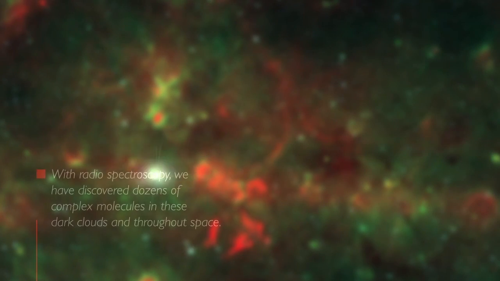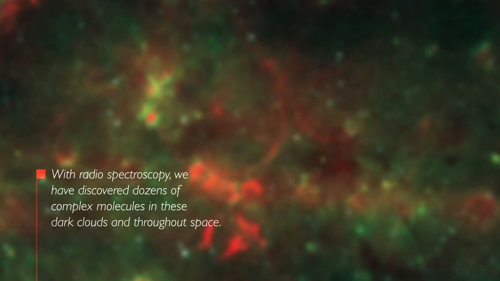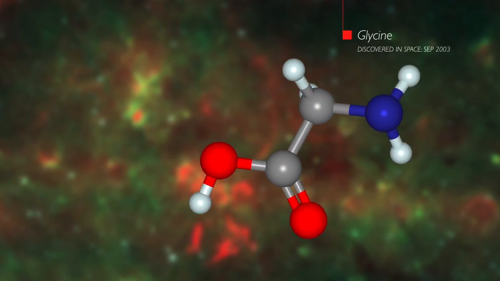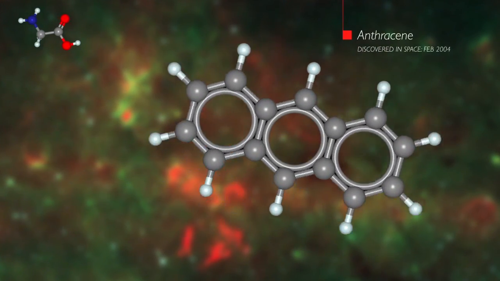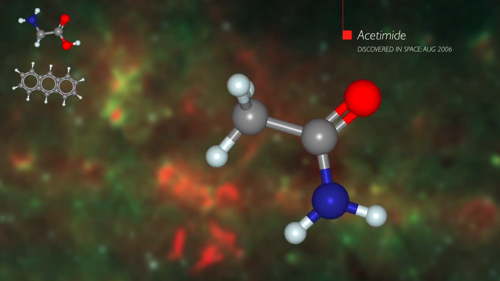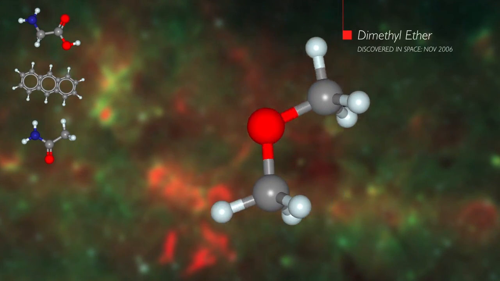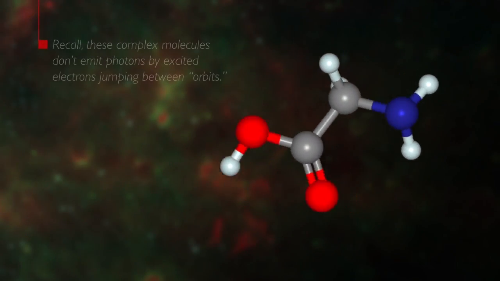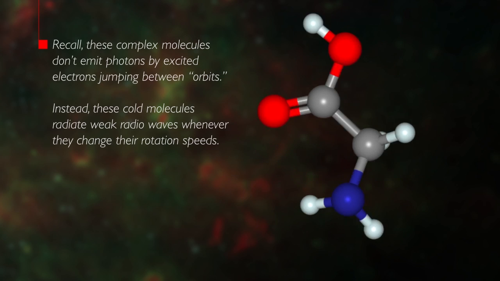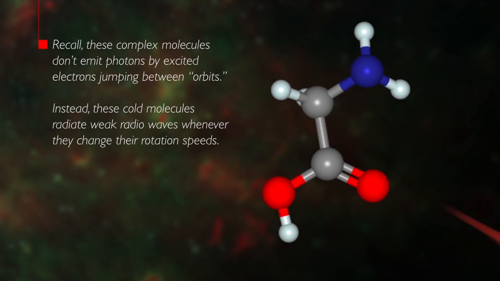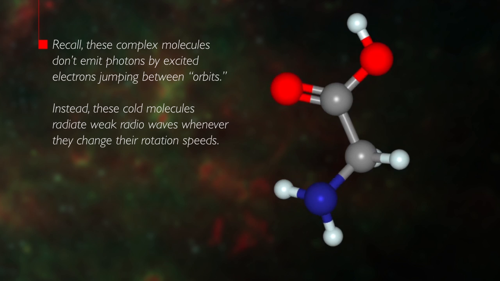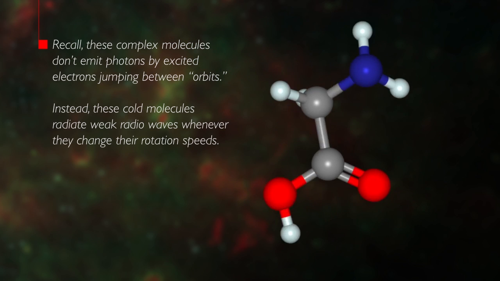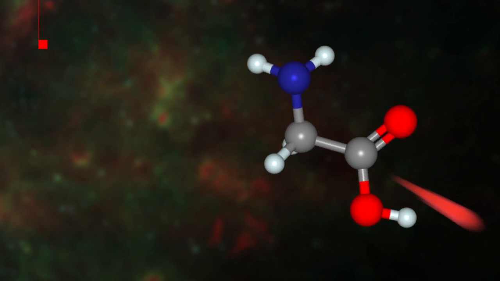With radio spectroscopy, we've discovered dozens of complex molecules in these dark clouds and throughout space. Recall, these complex molecules don't emit photons by excited electrons jumping between orbits. Instead, these cold molecules radiate weak radio waves whenever they change their rotation speeds.